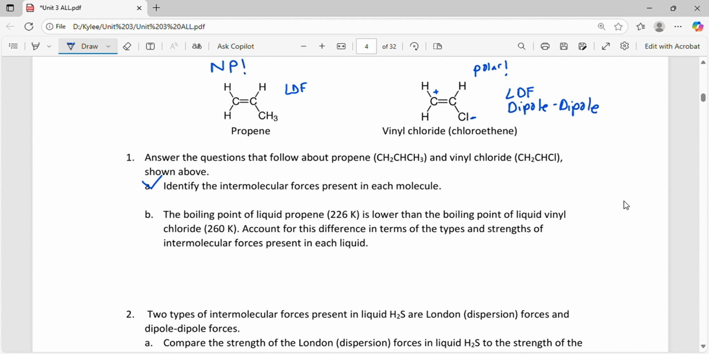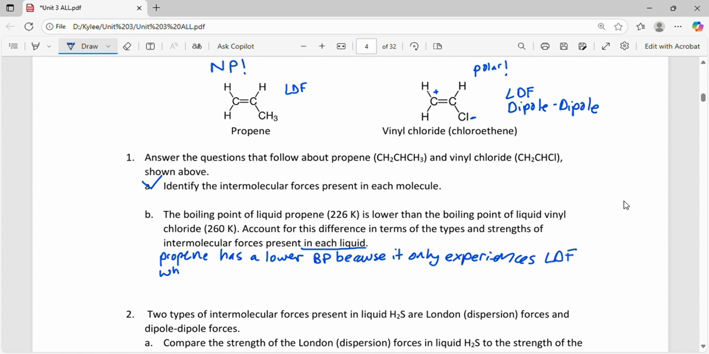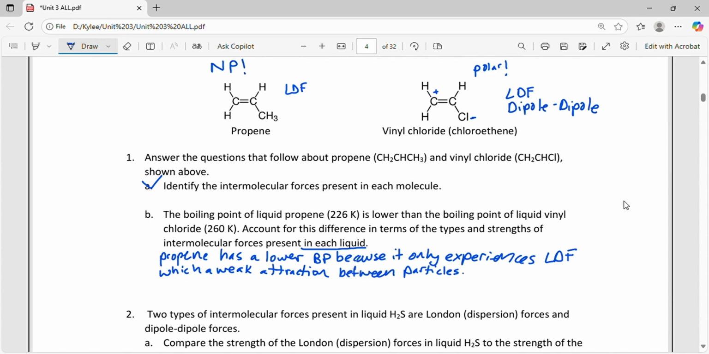It says the boiling point of liquid propene is 226 Kelvin, and it's lower than the boiling point of liquid vinyl chloride at 260. Account for this difference in terms of the strengths of IMF present in each liquid. So whenever you have a question like this where they're having you compare two things, you have to talk about both. So I would say that propene has a lower boiling point because it only experiences London dispersion forces, which is a weak attraction between the particles. Why does having weak attraction mean it's going to have a lower boiling point?